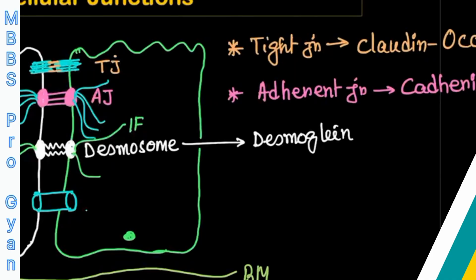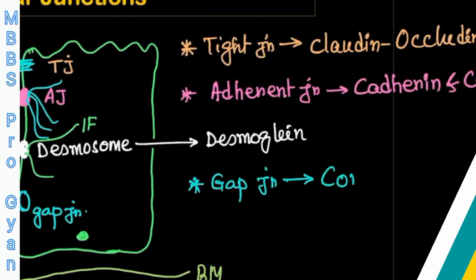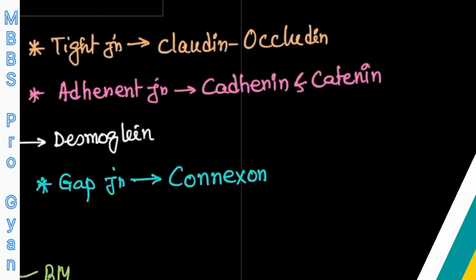This junction is known as the gap junction. This is very, very important for MCQ. The gap junction is formed by a protein molecule which is known as connexin. We'll discuss the details of connexin and connexon, and the difference between them, later. But for the time being, remember, the gap junction is like a channel which is formed by a protein known as connexin.